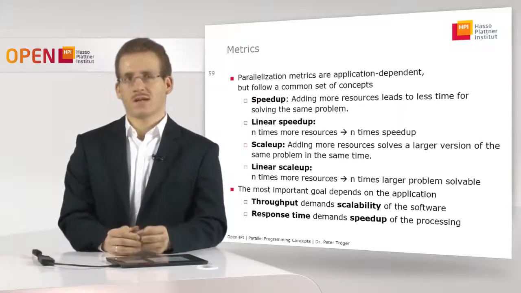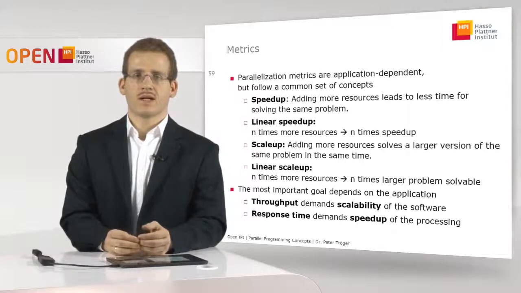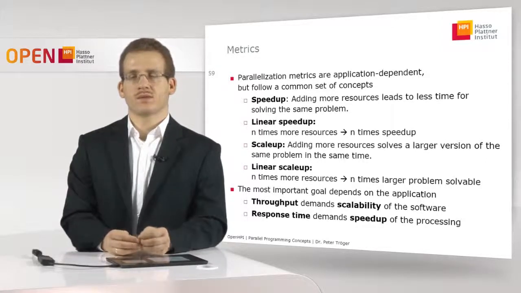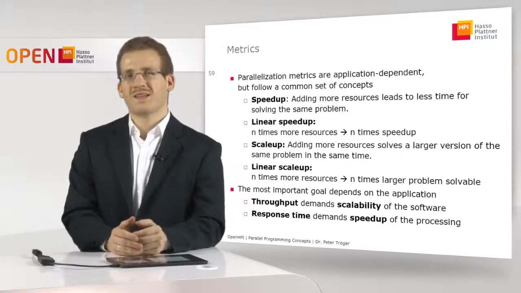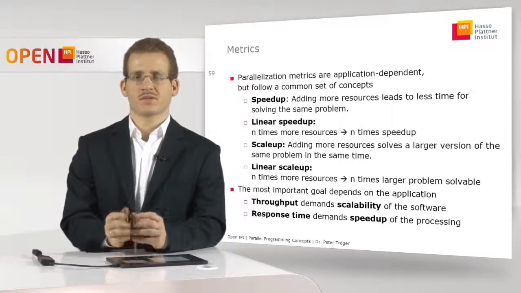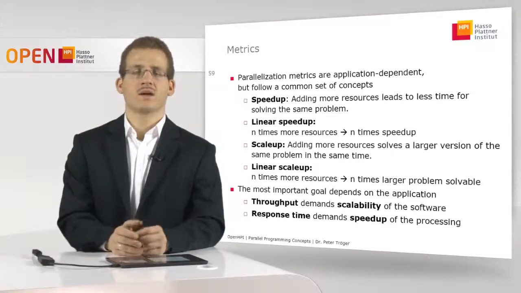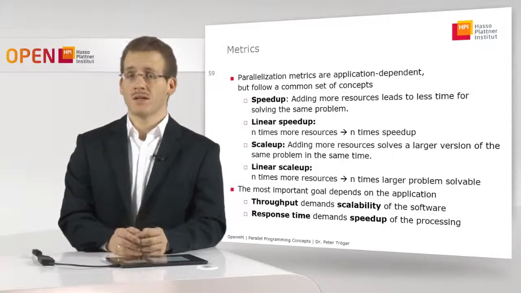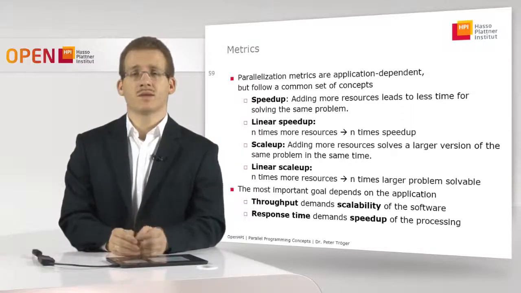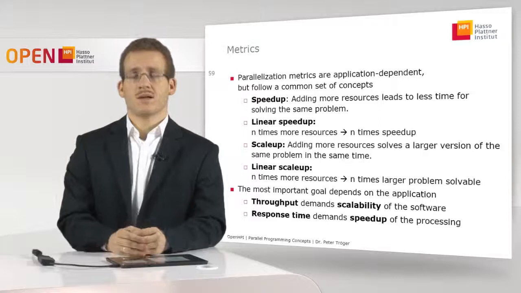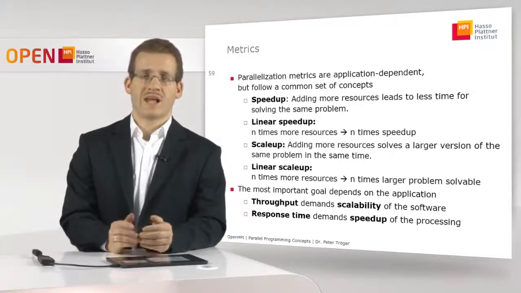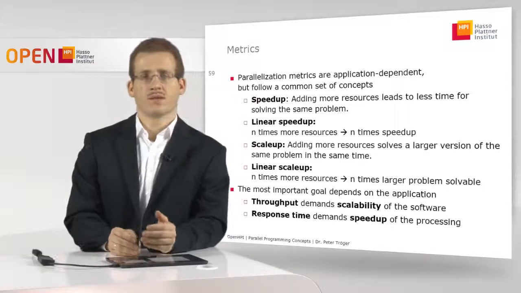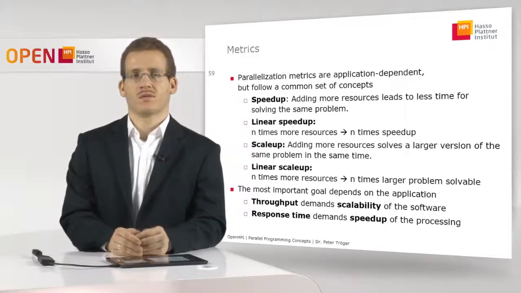The other side is scale up, where we add more resources to solve a larger version of the same problem in the same time. So you add more processors, more machines, more cores, and this allows you to work with a larger set of data, a larger problem, while keeping the execution time more or less constant. Same idea again, with linear scale up, n times more resources lead to an n times larger problem being solvable.